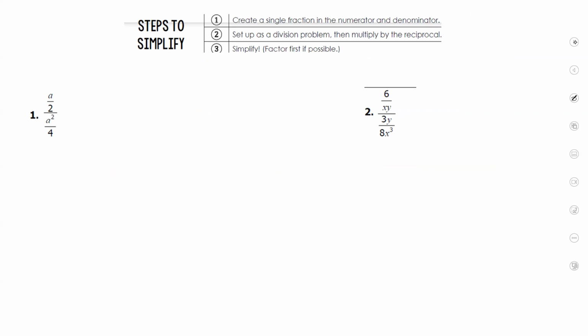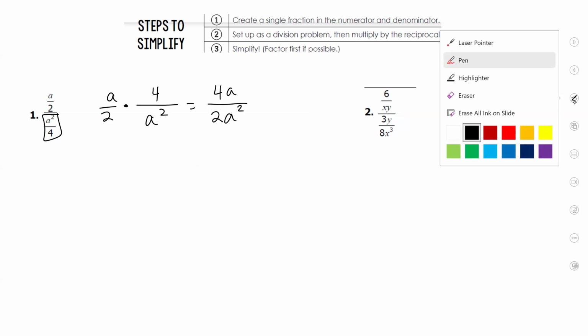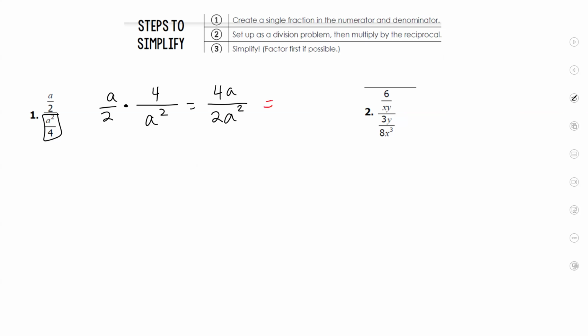So first, we're going to keep this fraction, change it to multiplication, and flip this bottom fraction. So this will be 4 over a squared. And then we're going to simplify this. So a times 4 is 4a, and the denominator becomes 2a squared. When I simplify this, what would it become? 2a. Perfect. 4 divided by 2 is 2. You have an a canceling out, so you're left with an a in the denominator.